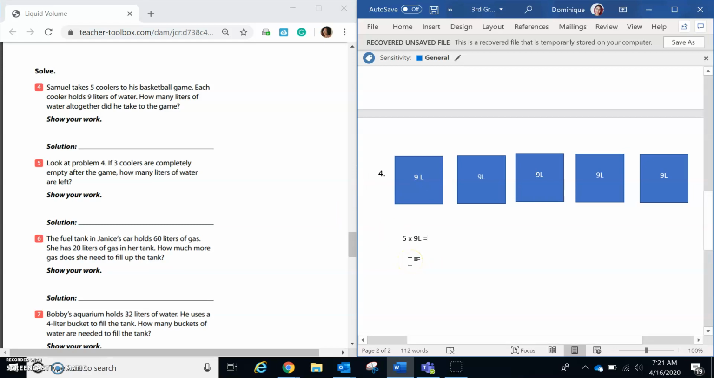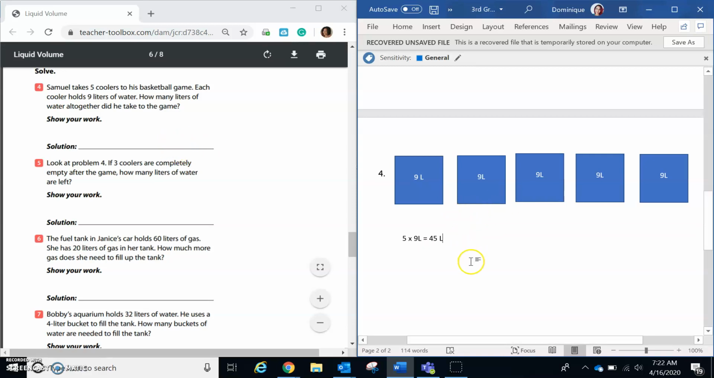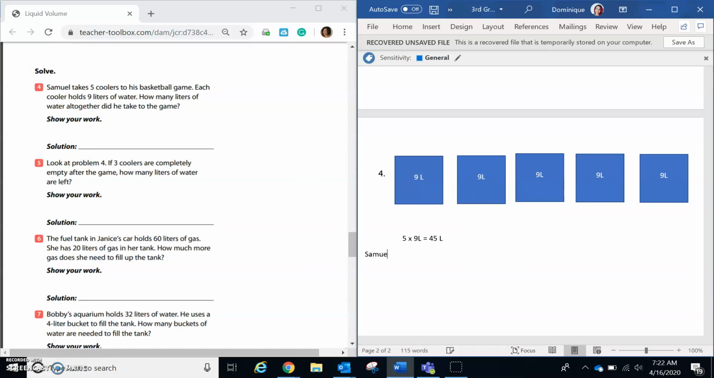All right, so now take the time to figure out what 5 times 9 is. If you said 45, you are correct. So we have 45, let's not forget our liters. We can just use L as well, all together. So on your line, you can write Samuel took 45 liters to the game. Excellent.